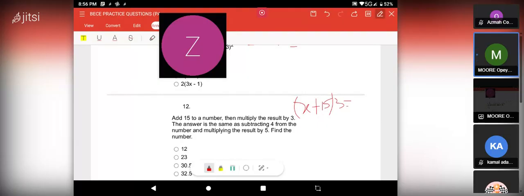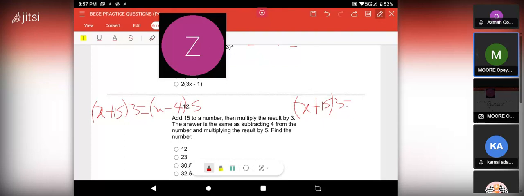So the interpretation is this: x plus 15, all of this is multiplied by 3. They now said the result, they multiply the result by 3. The answer, which is the equal sign, is the same as subtracting 4 from the number and multiplying. Subtracting 4 from the number is the number minus 4, and multiplying the result by 5. This is the interpretation of this question.